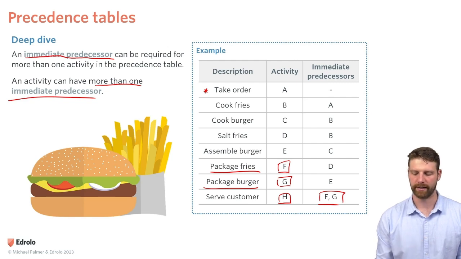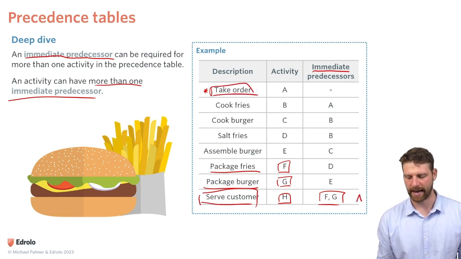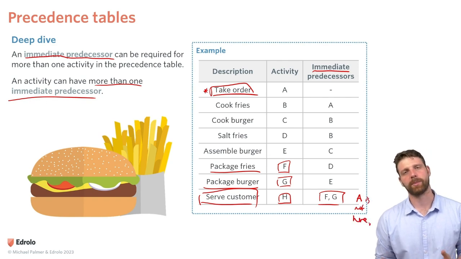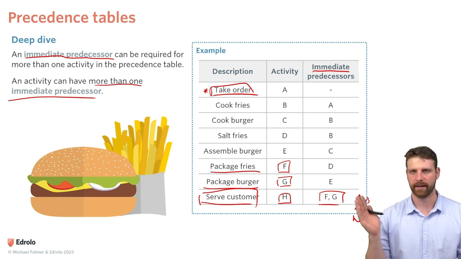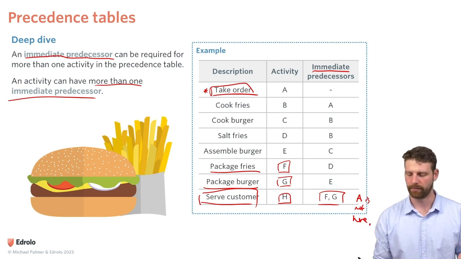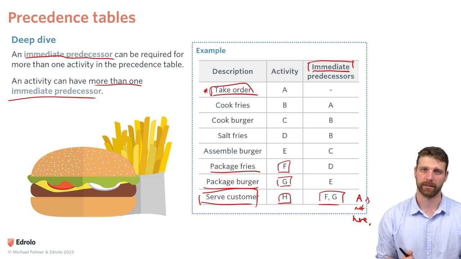What I should point out here is this immediate word, because you have to take the order as well before you serve the customer. But we can see here that A is not here. So why not? It's because it's not an immediate predecessor. There are activities in between taking the order and serving the customer. So understand that the immediate predecessor is related to the activity just before the one you're about to do.